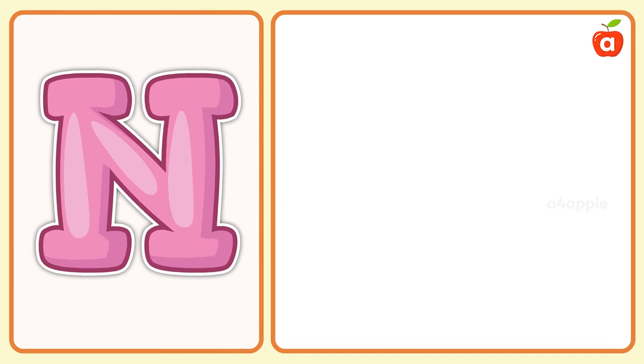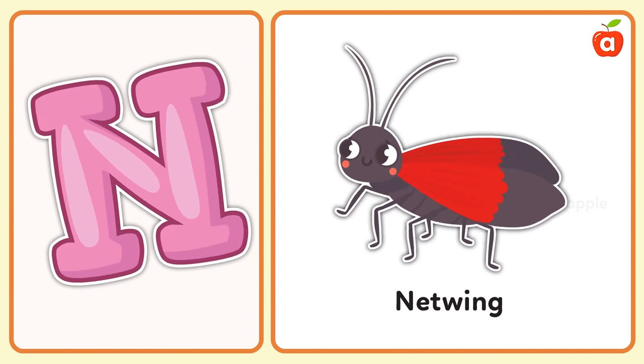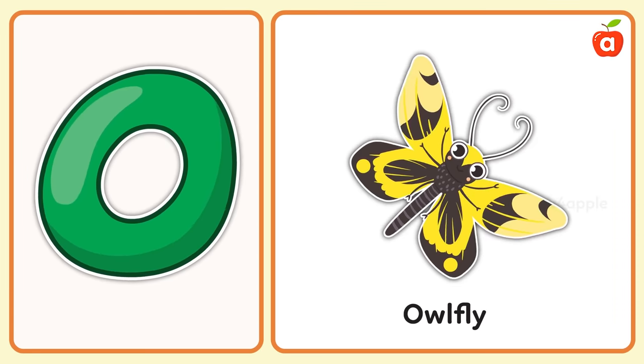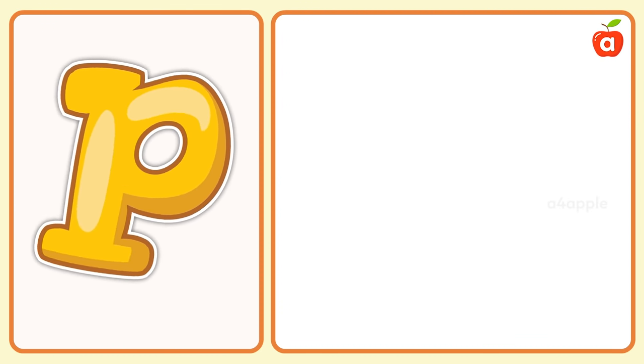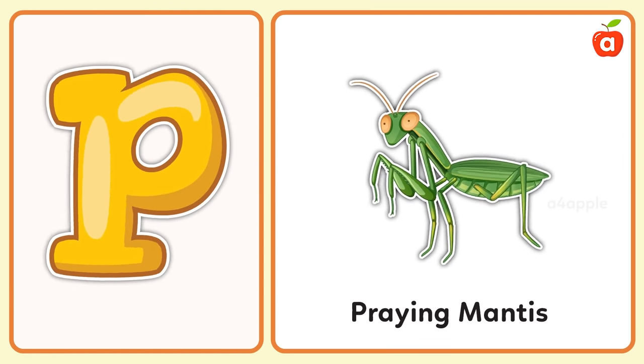N. N is for net wing. O. O is for owl fly. P. P is for praying mantis.